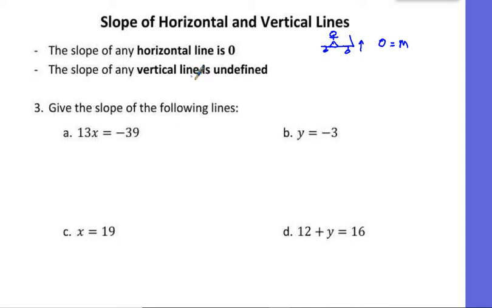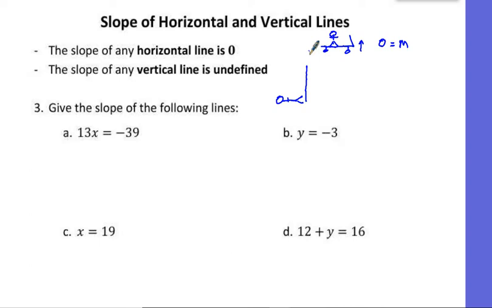A vertical line has an undefined slope. And I think about this as I think about a wall. And if you were to lay down on the floor with your feet at the wall, would you be able to walk up that wall and touch the ceiling without any assistance? And the answer to that is no. And because you can't walk up a wall, that's how I remember that vertical lines have undefined slopes.